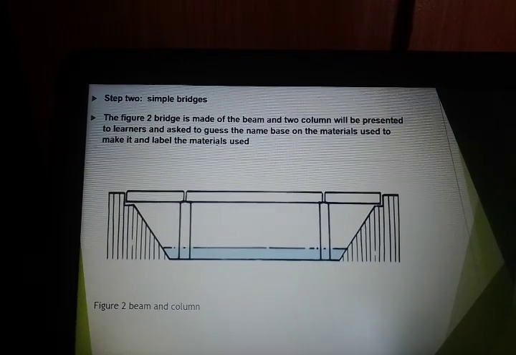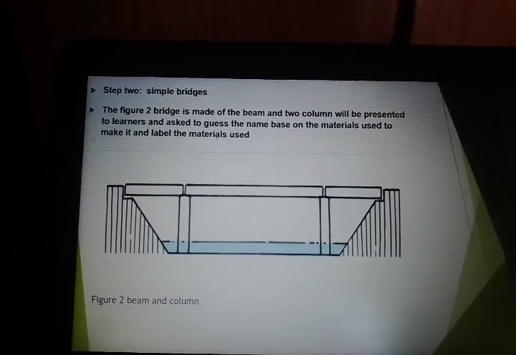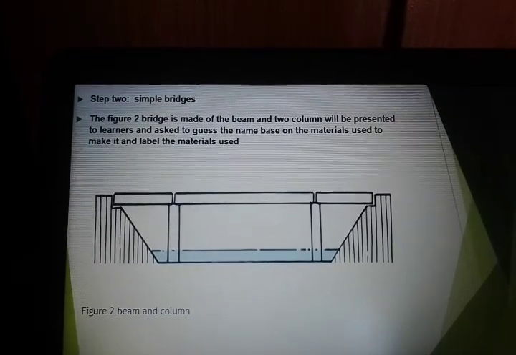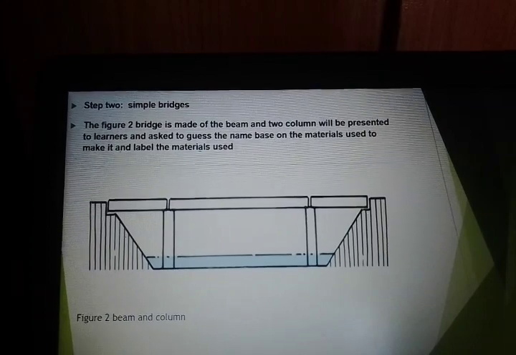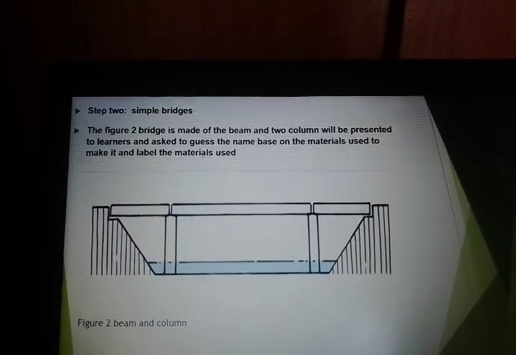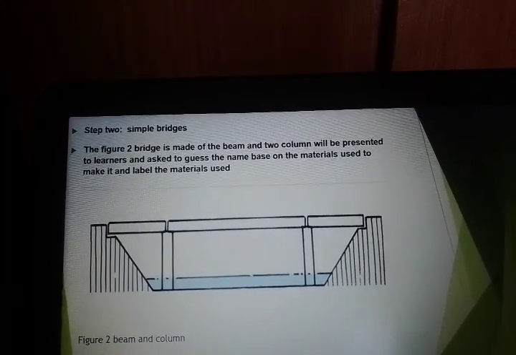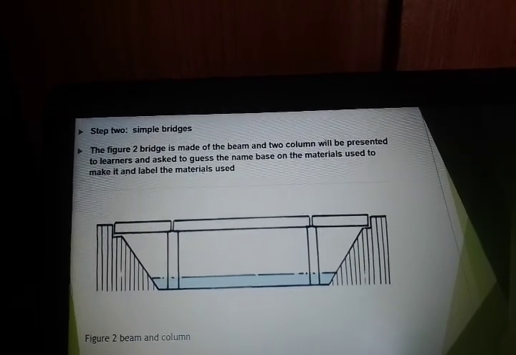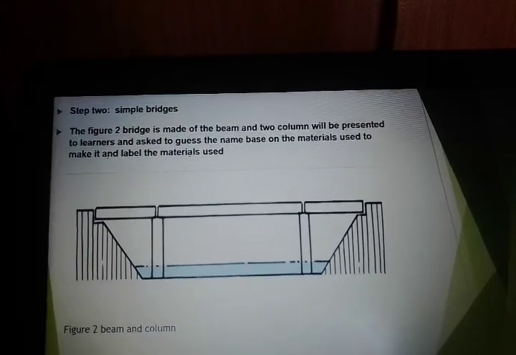Okay, we have two categories of bridges: simple bridges and alternative bridges. We're going to start by discussing the simple bridge. If we look at this bridge that is being displayed here, it's made out of column and beam, and its name is beam and column bridge, or sometimes it can be called a beam bridge.